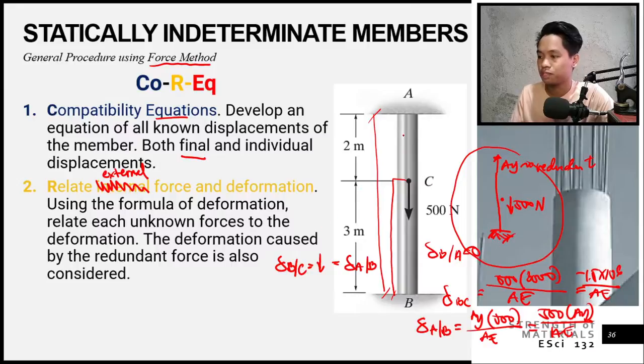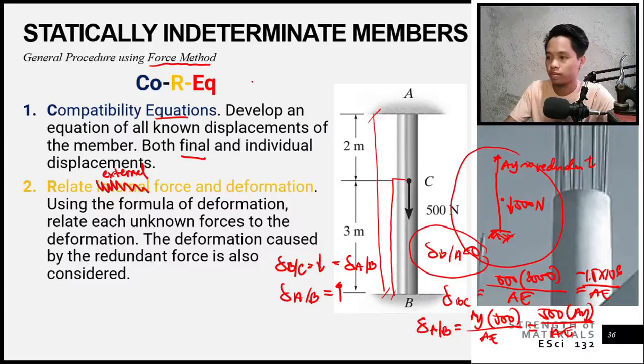So if this goes downward, since AY is tension, it pulls back upward, so that would be positive. So that would be the deformation of A with respect to B upward. Alright? And based on our compatibility equation, the total deformation of B with respect to A should be equal to 0.